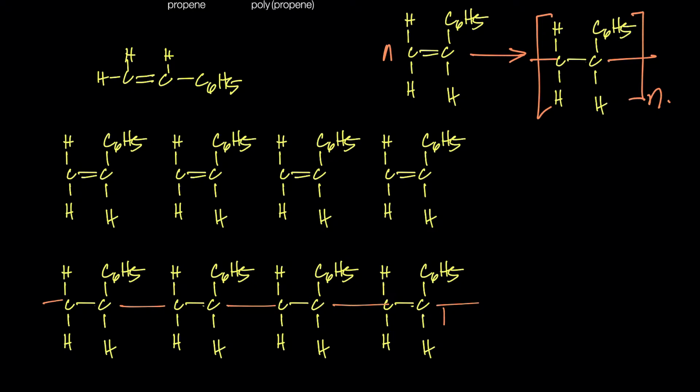Now you don't need to know this polymer. If you're given the monomer, only then can you draw the polymer. That's what they want. They give you a monomer like this, you draw like this. All right?